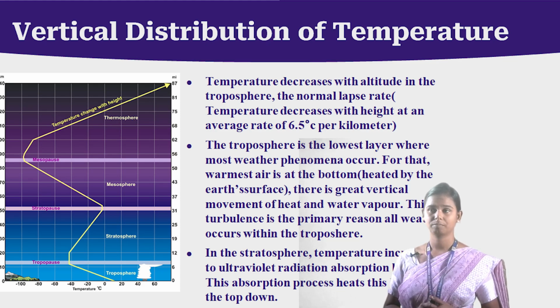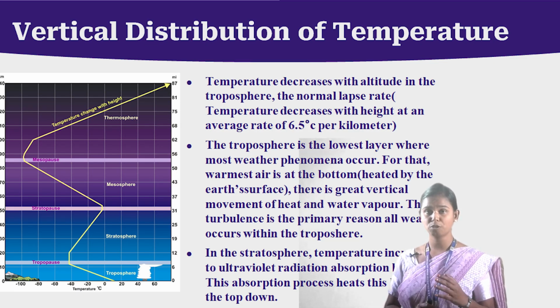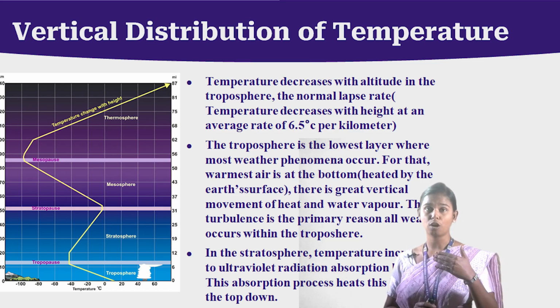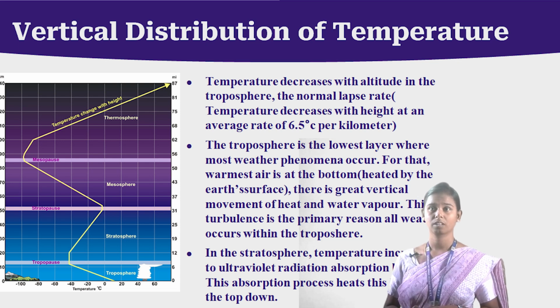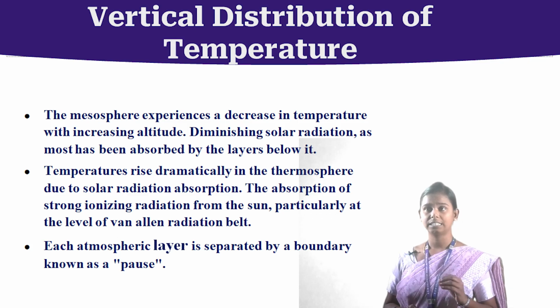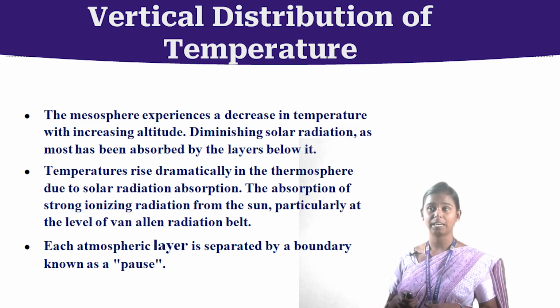In the stratosphere, temperature increases due to ultraviolet radiation absorption by ozone. This absorption heats this air layer from the top down. The mesosphere experiences a decrease in temperature with increasing altitude, with solar radiation dominated as most has been absorbed by the layers below it.